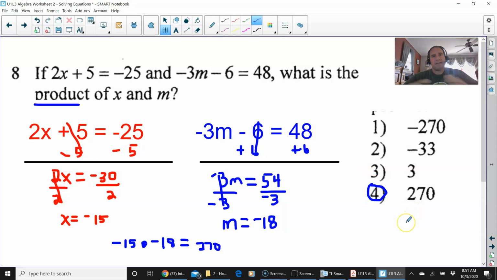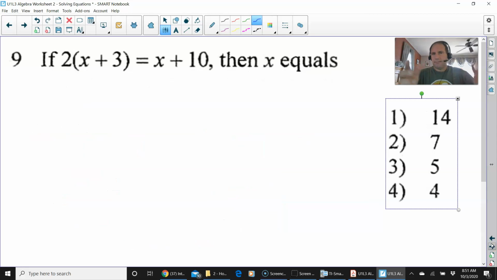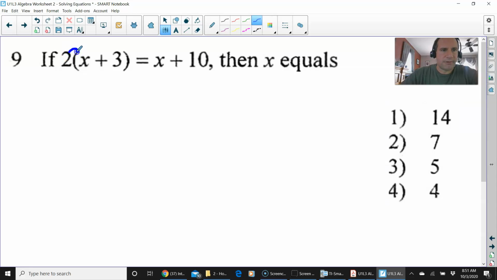And it's positive, negative times negative. All right? Number 9, back to a pretty easy question here. Remember distributive property. We have 2 times x. This is not a negative, so it's really easy. And 2 times 3 is 6.